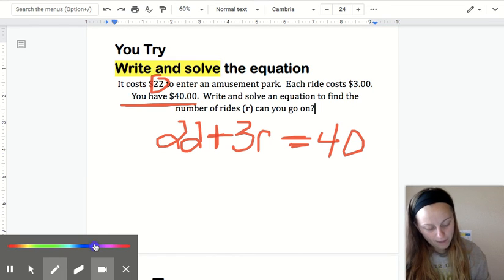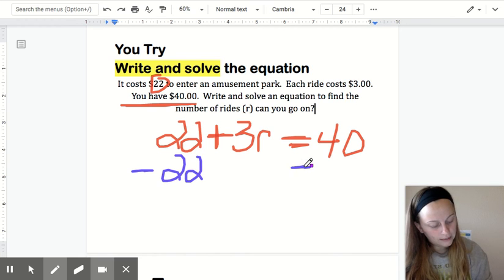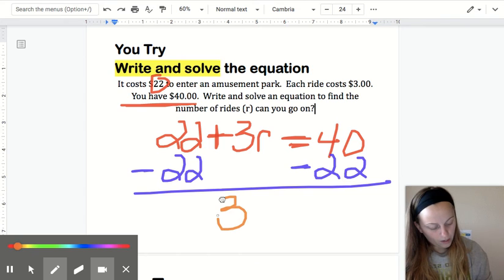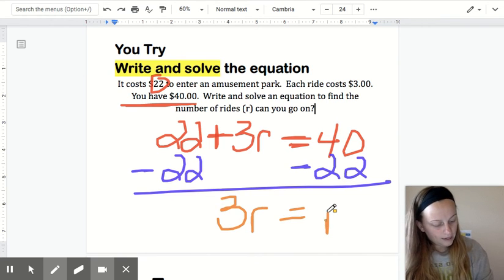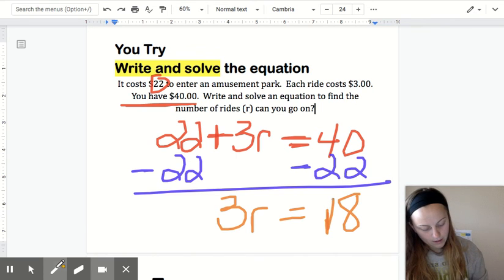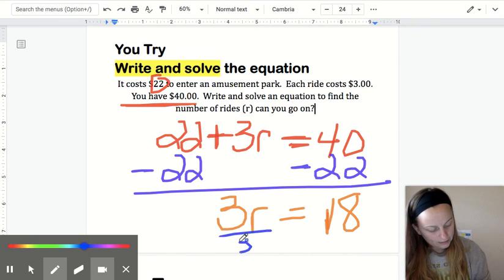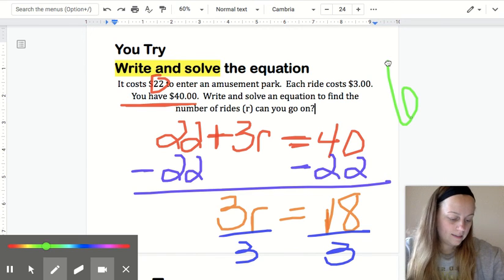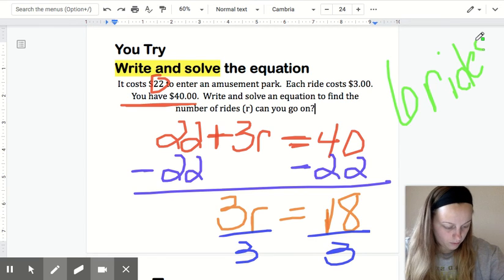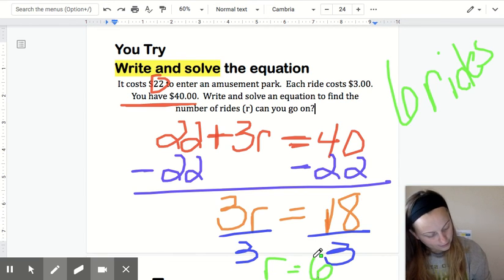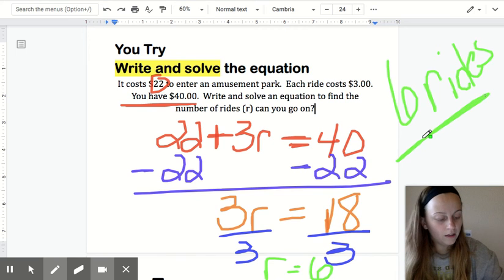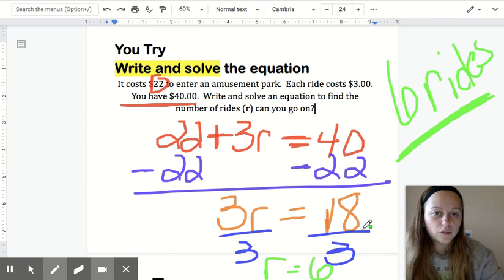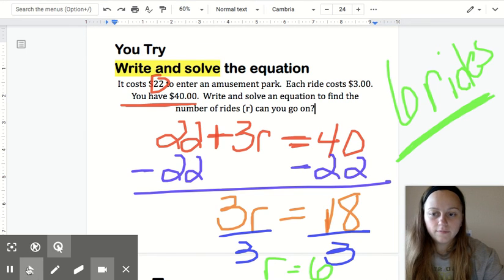Now I can solve that by subtracting 22 on both sides. Subtracting 22, I get 3R equals 18. Divide by 3 on both sides. And we get a final answer of 6 rides. R equals 6. So my final answer with the label is 6 rides. So if you have $40 and you went to this amusement park, you could go on 6 rides.